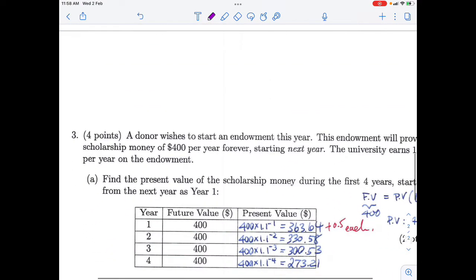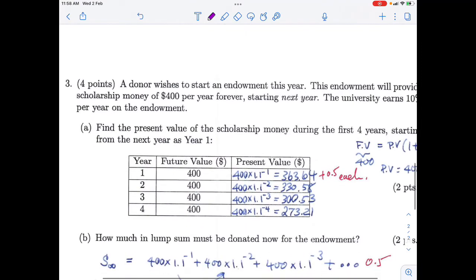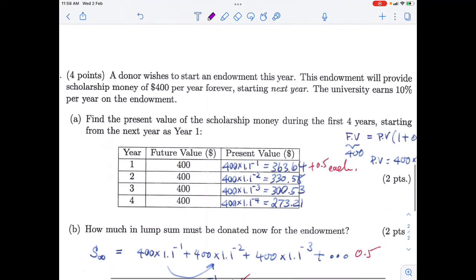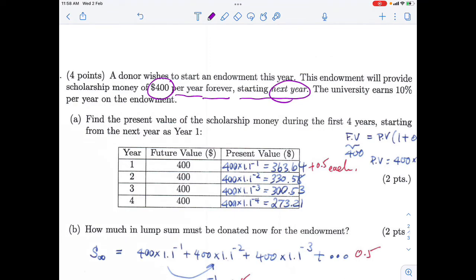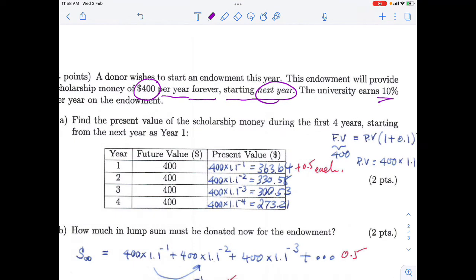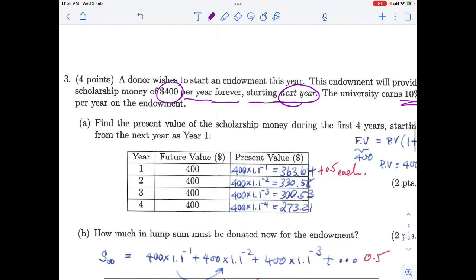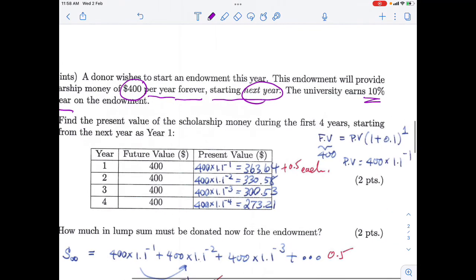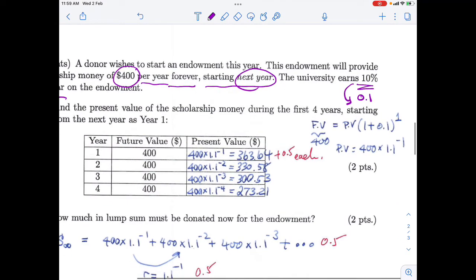So the last problem, it said a donor wishes to start an endowment. The endowment will provide a scholarship of $400 per year forever, but we're gonna start next year, not now. The university earns 10% per year on the endowment, right? So this is interest per year, which is 0.1, right? 10% is 0.1.